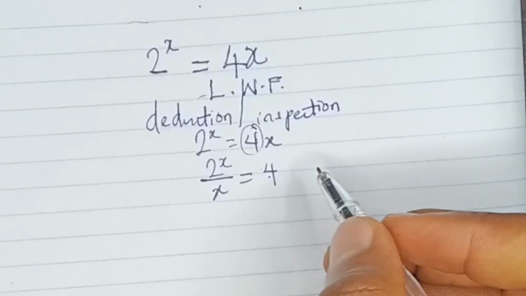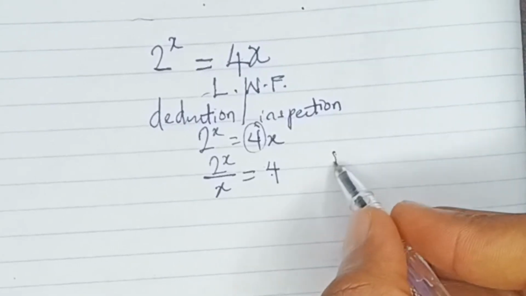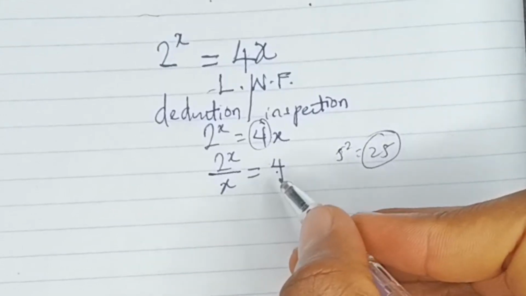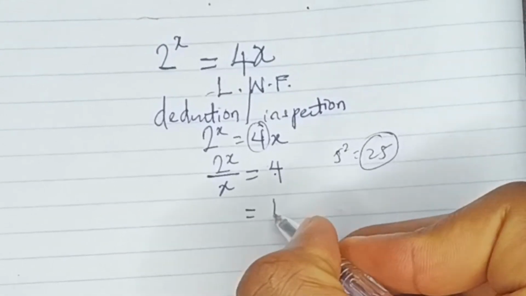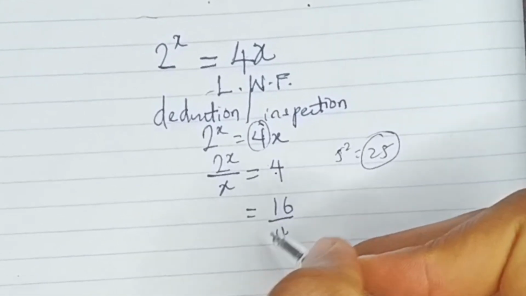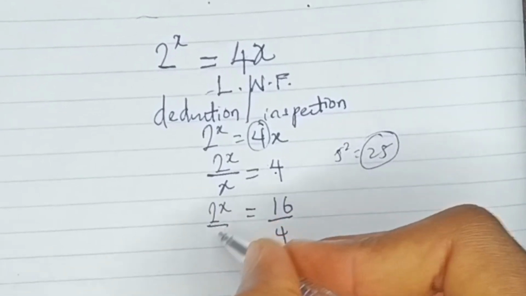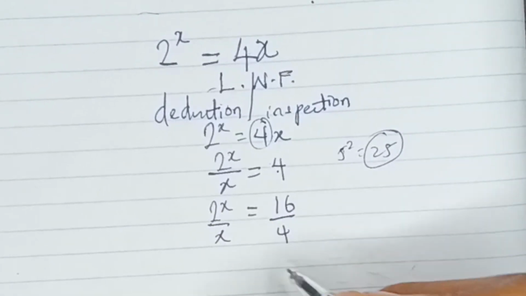And what are perfect squares? Perfect squares are numbers like 5 squared is 25, which means that 25 is a perfect square. So the perfect squares for 4 will be 16 over 4. I think those are the smallest perfect squares you can get for 4. Now, you're going to have 2 raised power x over x is equal to these perfect squares.